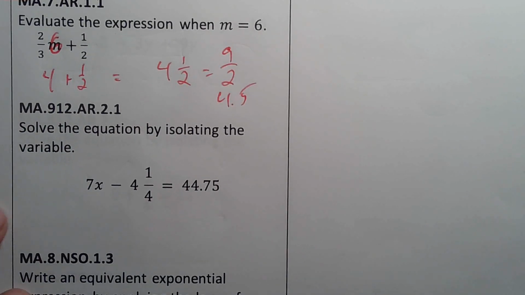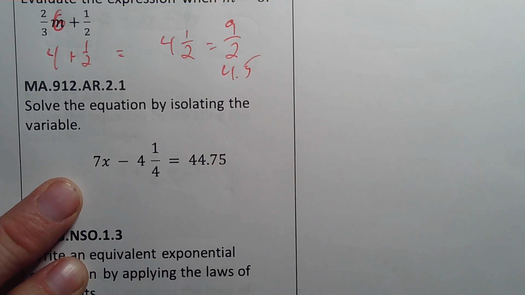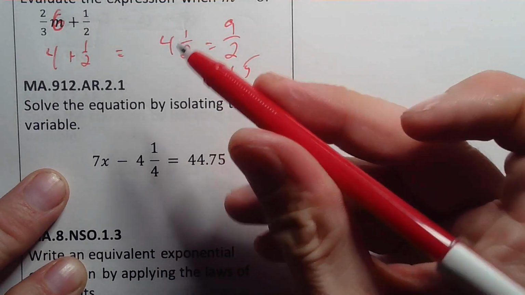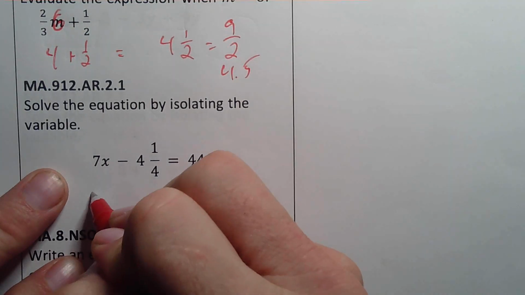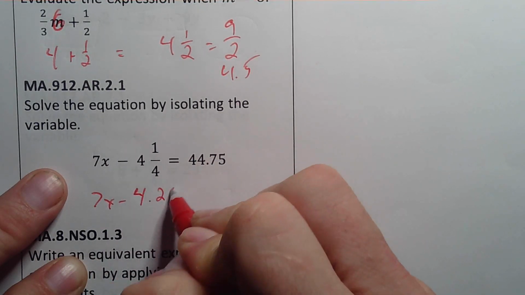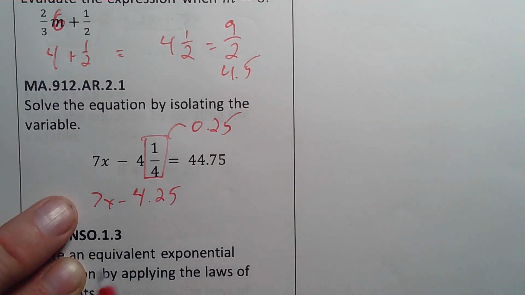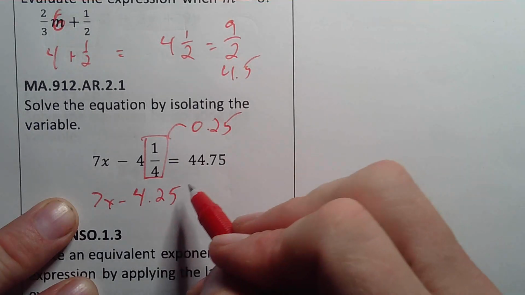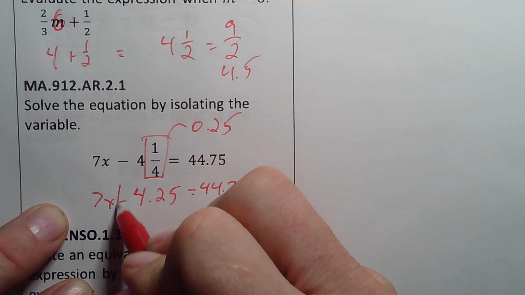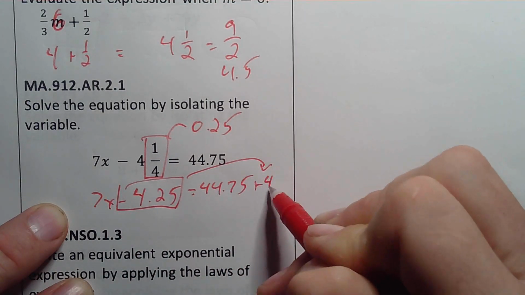Okay. All right, now we're going to isolate this. So we got 4 1/4, and then 44.75. We have to change one of these into a fraction or a decimal. Let's go decimal. 7x minus 4.25. This is 0.25, if you can remember. If you can't, you just have to do that in the calculator. Equals 44.75.